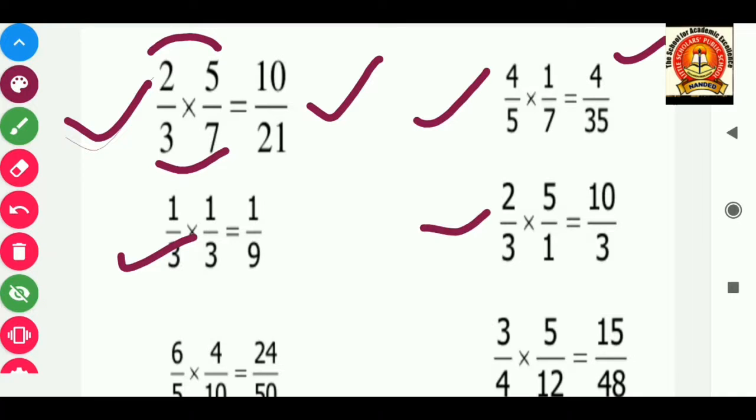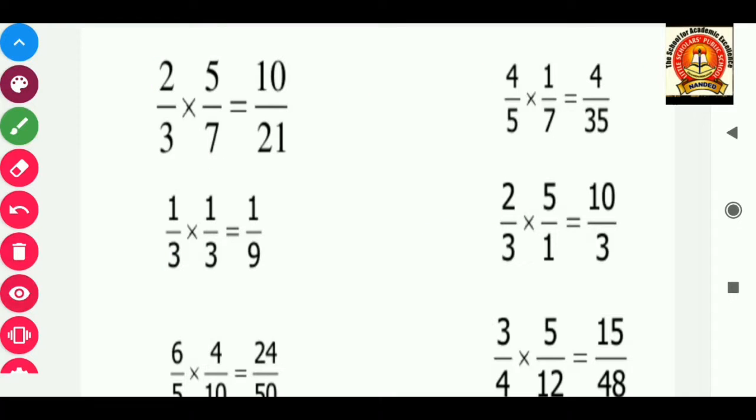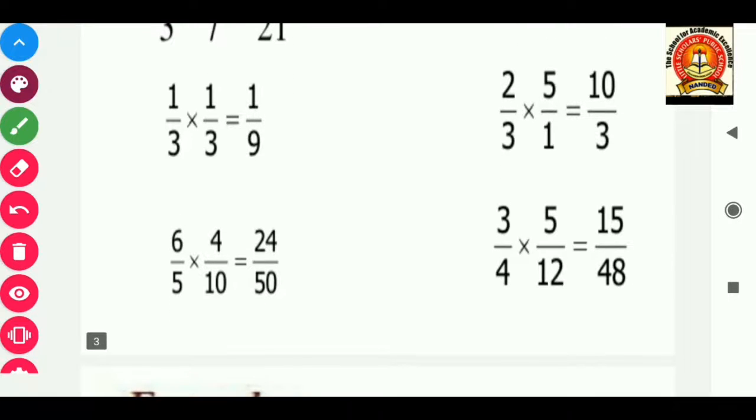In another example, you have 2 upon 3 multiplied with 5 by 1. So the numerators multiplication gives 2 5s are 10 and 3 1s are 3. In this example, you can see you have 6 by 5 into 4 upon 10. 6 4s you get 24 and 5 10s are 50.